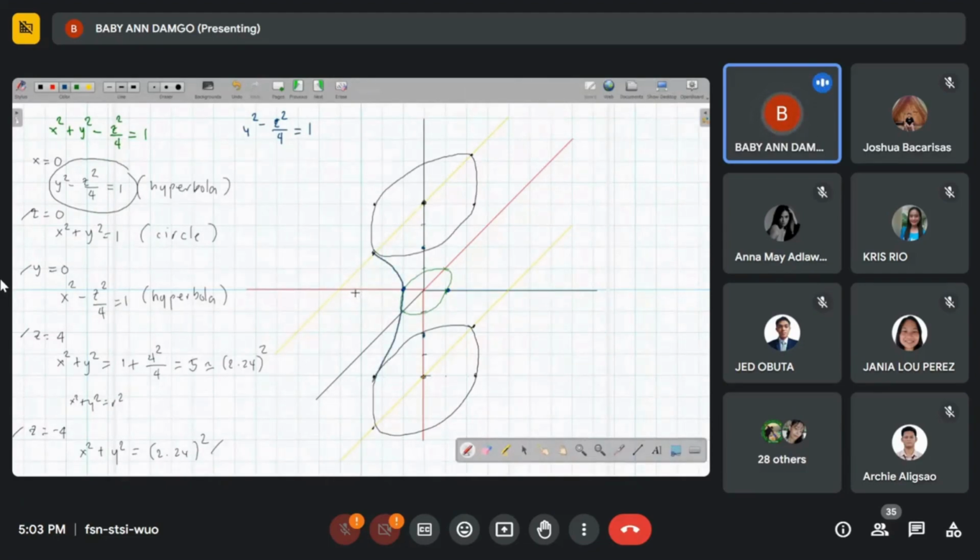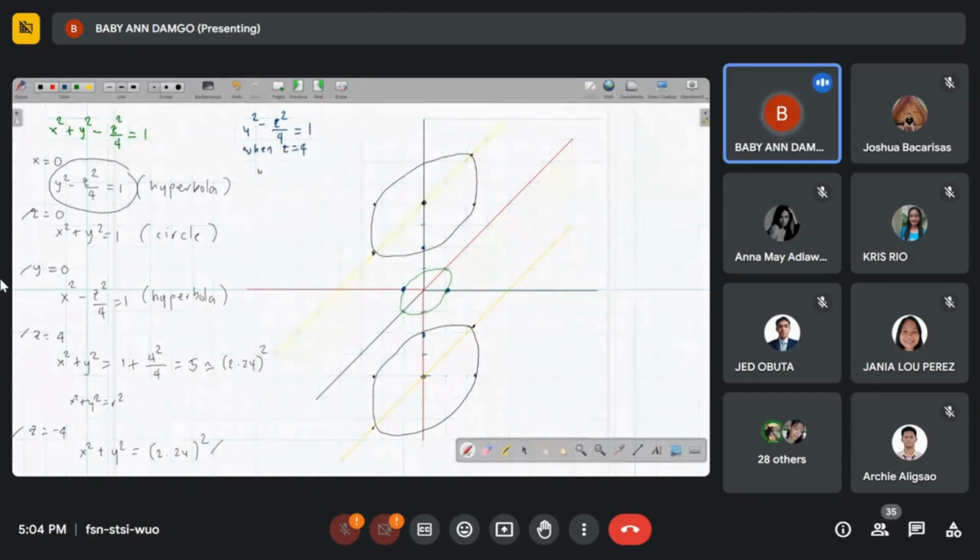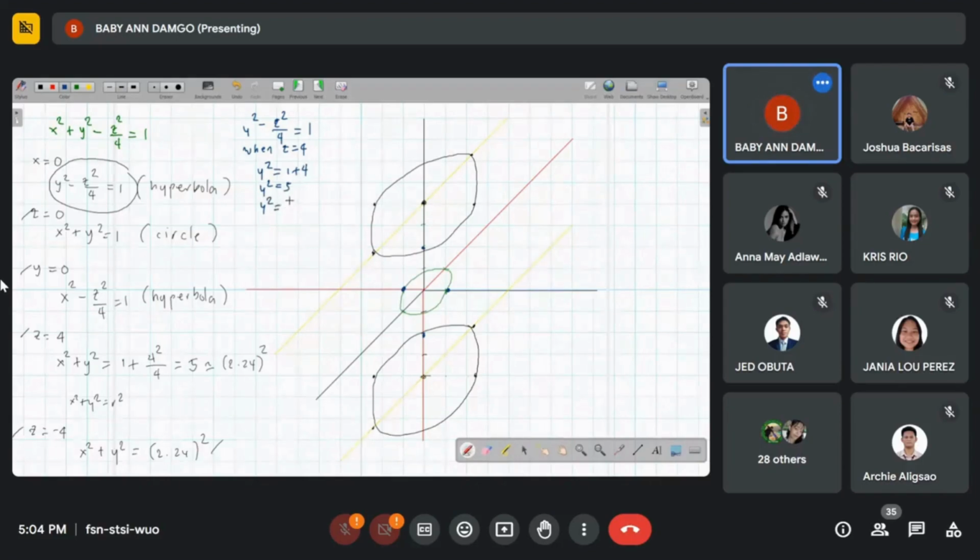Okay? But ato sang i-double check kung kani ba jud siya nga point mo intersect sa z equals 4 nga plane. Okay, so diri class, ato na rin siyang substitutan og 4 ang z. So when z is equal to 4, the result, we have y squared is equal to 1 plus 4 squared over 4, so 16 over 4 we have 4. So this is 5. So we have y squared equals 5.